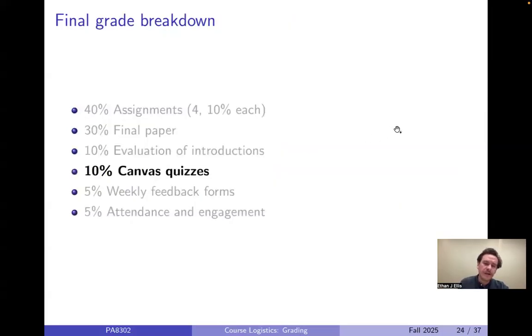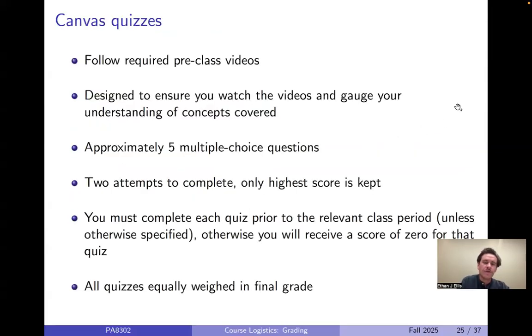Another component of your grade is going to be these Canvas quizzes. These are going to generally follow the required pre-class videos, and they're made to make sure that you actually watch the videos, read through the slides, and understand the concepts that were covered in those videos. Generally, there'll be about 5 multiple choice questions. You'll get 2 attempts to complete each of these quizzes, and only the highest score of those will be kept.